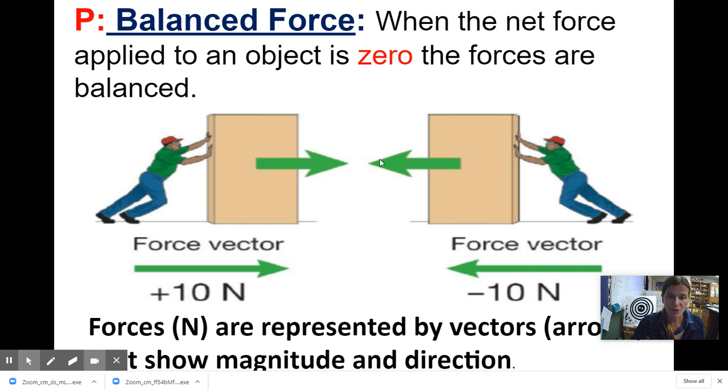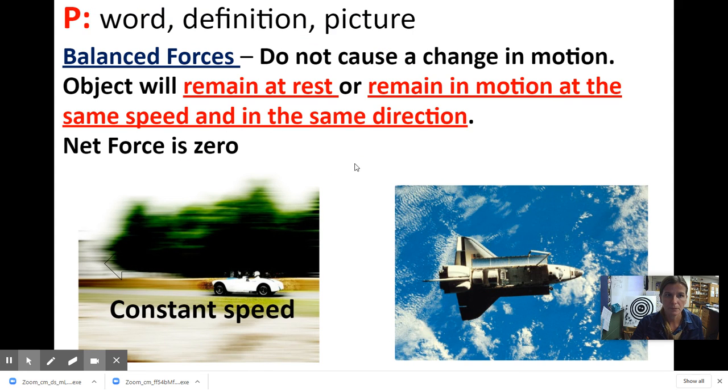Remember, vectors are arrows that show the magnitude and direction of the force. When they're in opposite directions, you subtract. Balanced forces do not cause a change in motion. An object will remain at rest or remain in motion at the same speed in the same direction. Your net force is 0 with balanced forces.